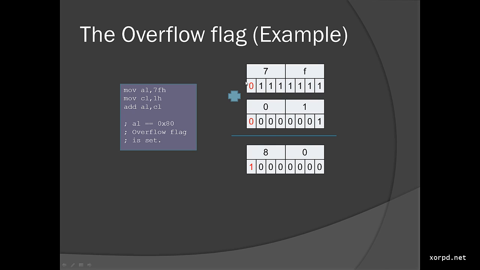If we take a look at the most significant bits of those three numbers, we can see that the first two numbers, 7F and 1, are positive because the most significant bit is 0. In the 2's complement representation, this means that those two numbers are positive. The resulting number, 80, has a most significant bit of 1, which means that it is negative in the 2's complement representation. So we have some kind of unreasonable result. The result of adding two positive numbers is a negative number, which is a bit strange. That is why the overflow flag is set here.